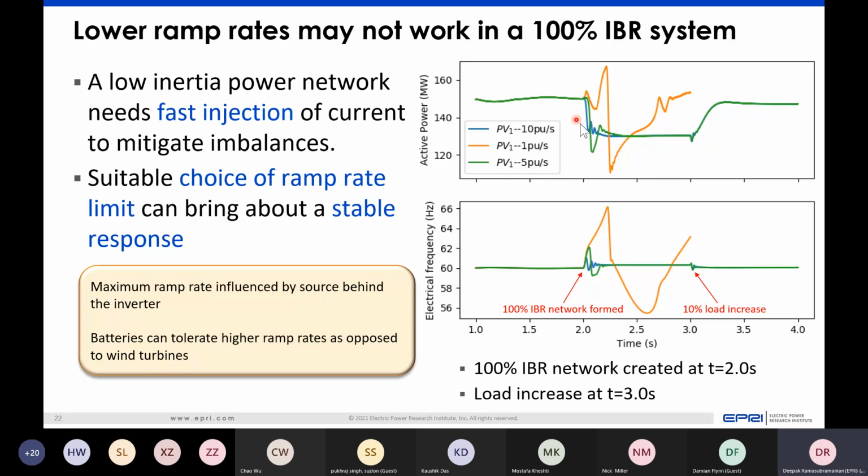And this is with the same controls, right? No control changes are made on the inverter-based resource. They still have their phase lock loops. They still have their active power controls. They have everything the same. It's just that the effect of the ramp rate plays such a role.